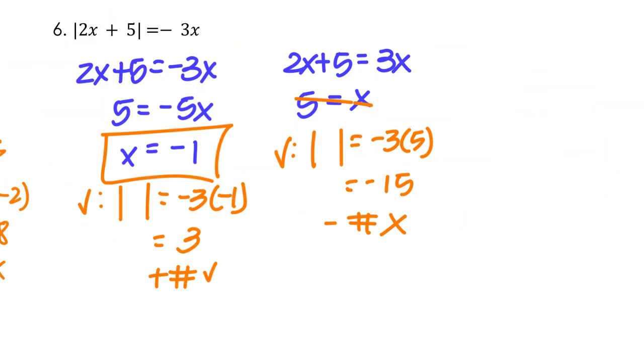Okay, did I have to check my answers for this one? Yes, I did. Did you guys get negative 1 and 5? Yeah, and negative 1 worked, right? Because negative 3 times negative 1 is a positive 3. But 5 did not work because negative 3 times 5 is negative 15. Okay? Does that make sense? Yes, no, maybe so? Okay.